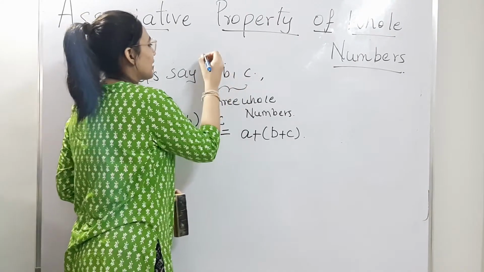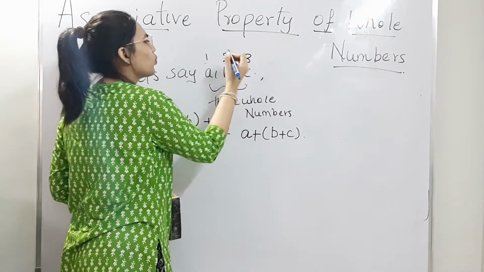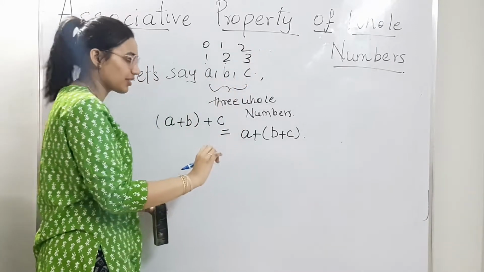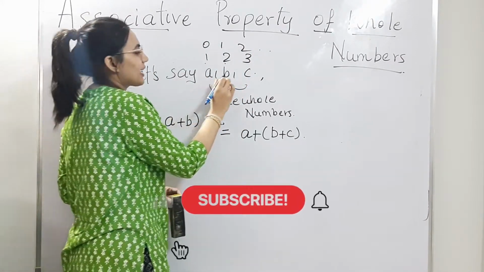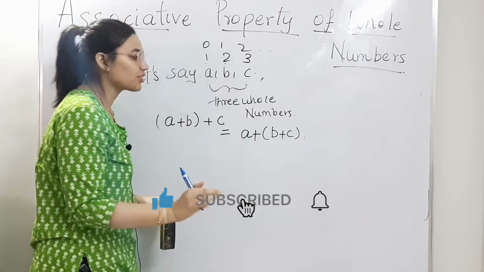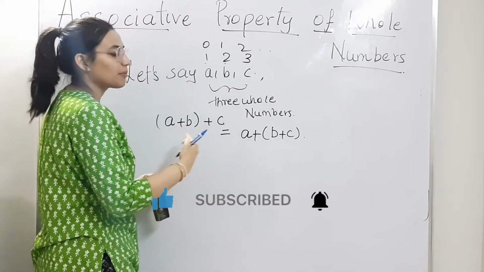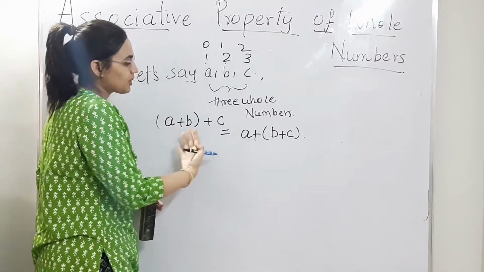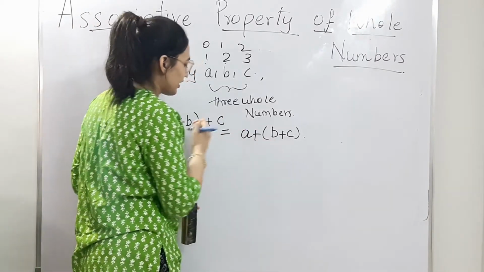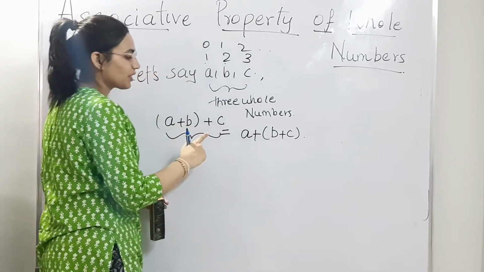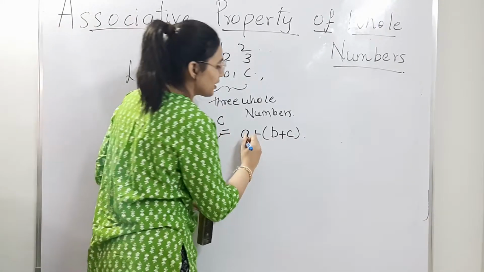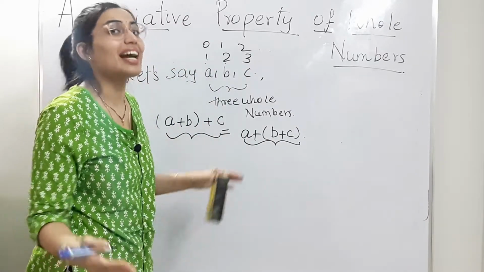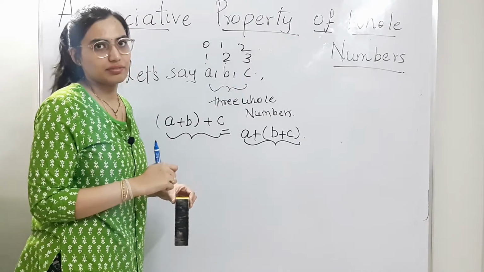A, B, C are nothing but some whole numbers such as 1, 2, 3 or 0, 1, 2 or any numbers for that matter. So whenever we take A, B, C as three whole numbers and we group them together and perform an operation on them, the value that you get after grouping and adding them together should be equal to the value that you get after grouping them in a separate way and adding all these together.